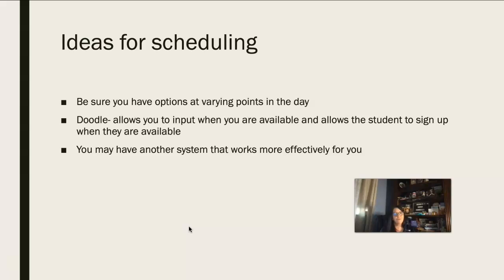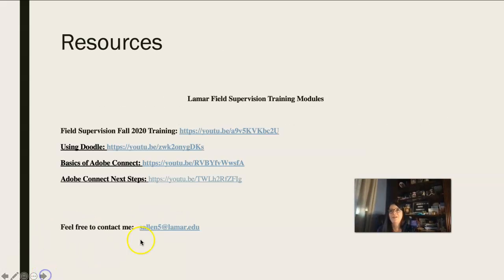I like to use Doodle, so you can go to doodle.com. It allows you to put in when you're available, send out that link, and then the students can sign up when they're available. So that just takes the emailing back and forth out. And at the end of this presentation, there's a slide that shows you how to do that if you don't know how to do that. If you have another system that works for you, that is great. That is just a suggestion from me, just to help you out and make it a little easier.